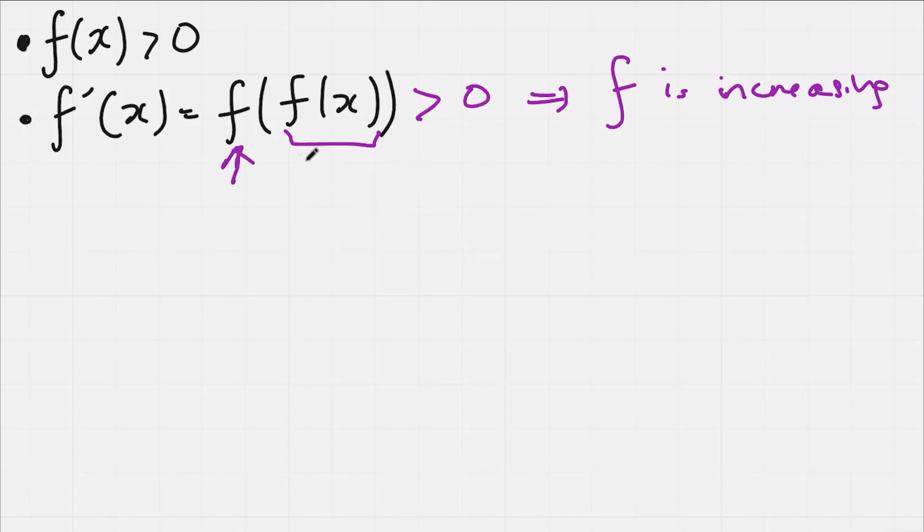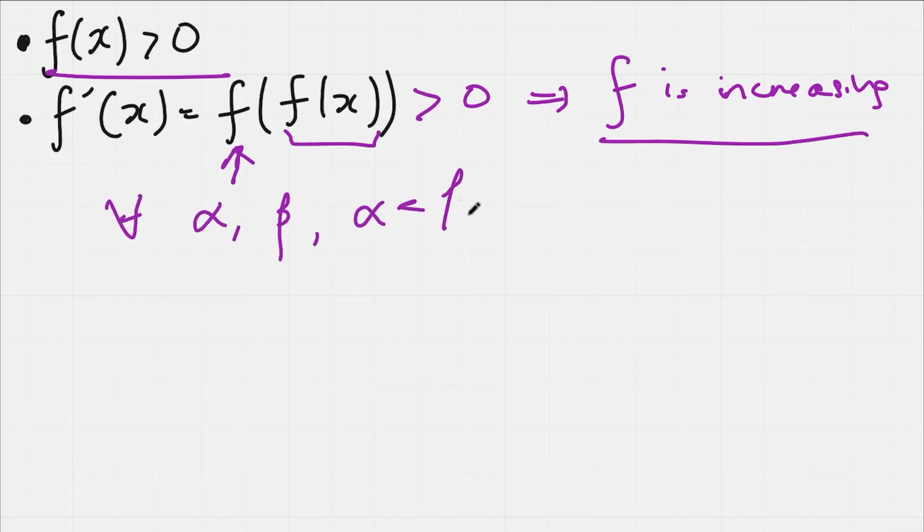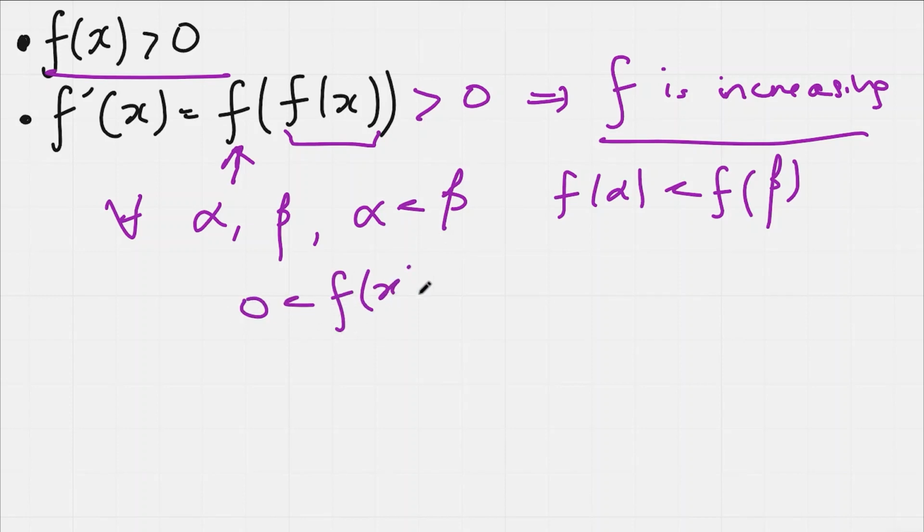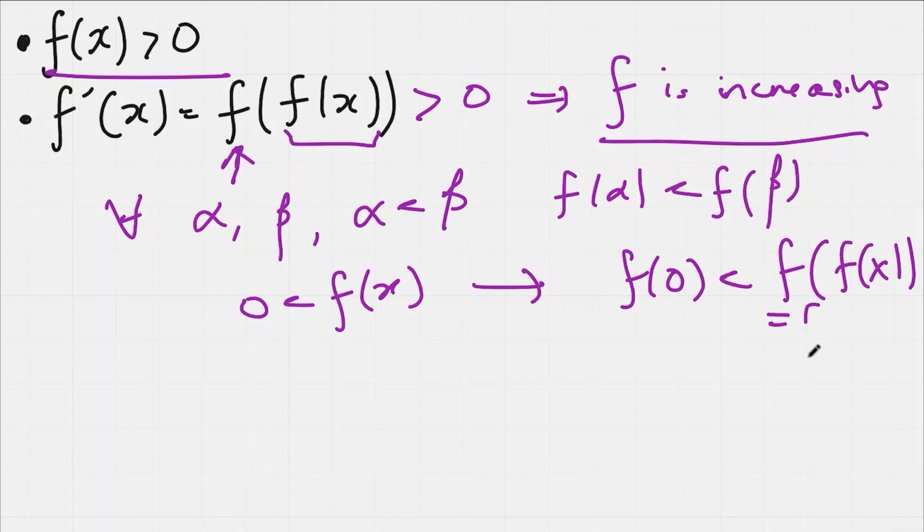And we can combine this fact and this fact together. If f is increasing, that means for all, let's say, alpha, beta, with alpha less than beta, f of alpha is going to be less than f of beta. And so now what if we use the fact that 0 is less than f of x? So here alpha is 0 and beta is f of x. This is going to tell us that f of 0 is less than f of x. And this here is just f prime of x.